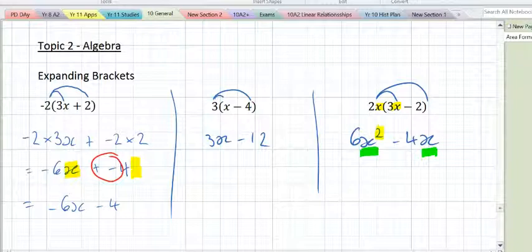Alright, so 6x squared and minus 4x are not like terms because they don't have the same powers. So that is as far as we can go with the question. That's where we stop, basically.